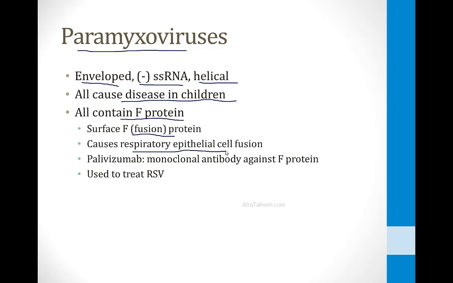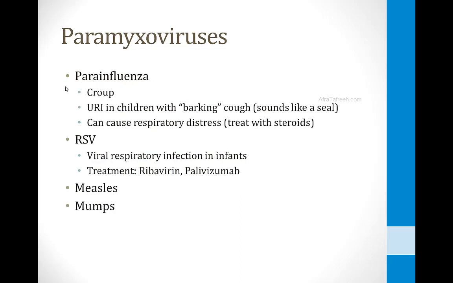There is a monoclonal antibody against the F protein. It's called palivizumab, and this is sometimes used to treat one member of the paramyxovirus family, the respiratory syncytial virus infection that occurs in children. So there are 4 members of the paramyxovirus family that cause infection, and like I said before, these all cause infection in children. The first one is called the parainfluenza virus, and this causes croup.